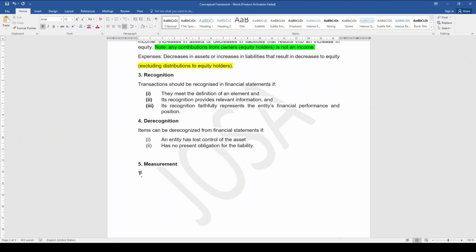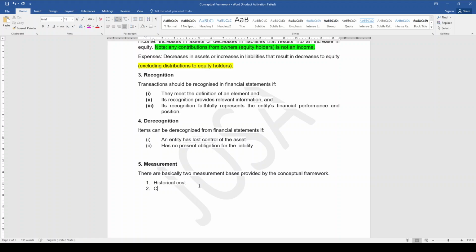Okay, so we can say there are basically two measurement bases provided by the conceptual framework. One, it is the historical cost basis. Historical cost. This is, of course, as we said, the initial amount that you spend.